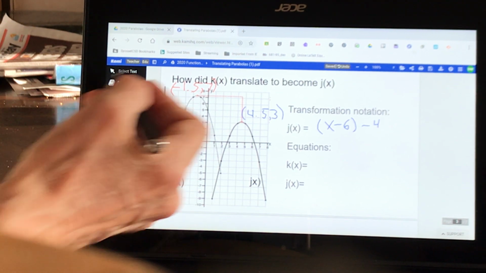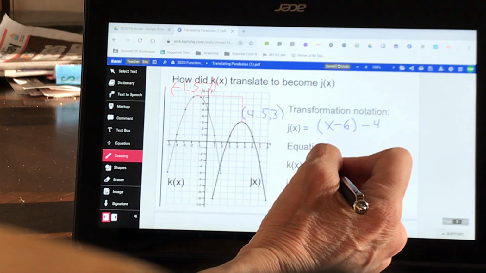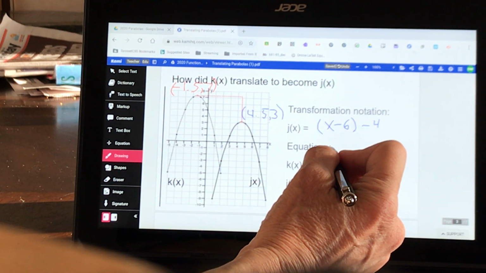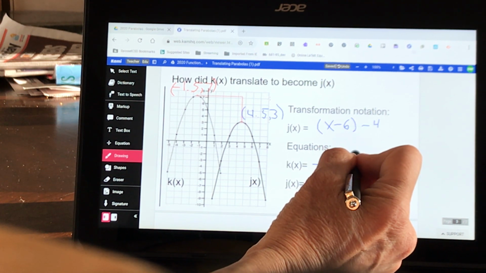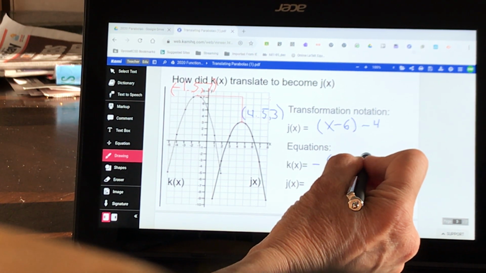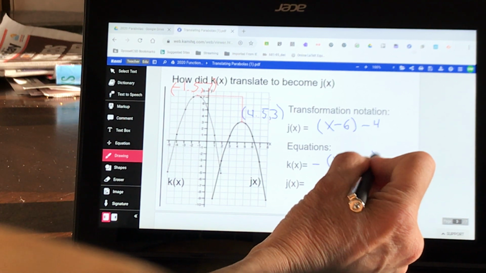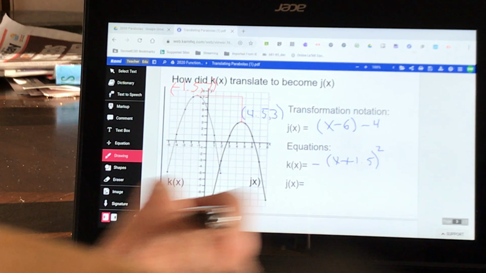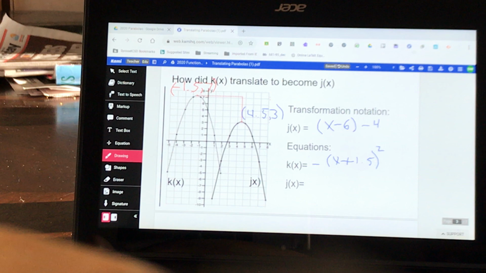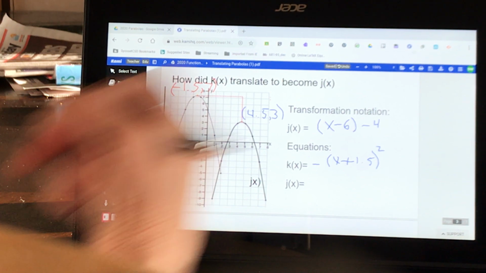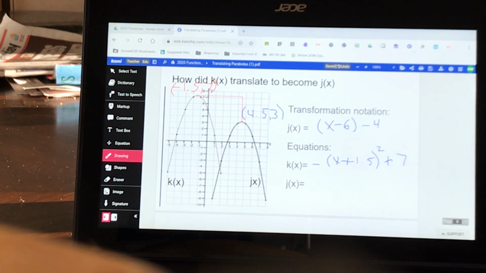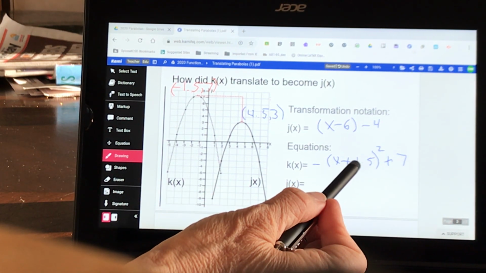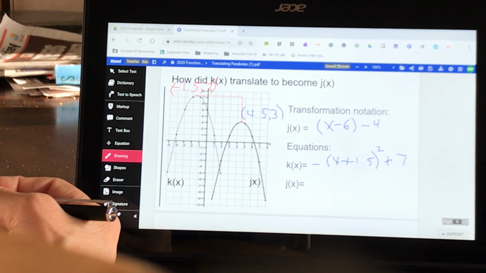The equation of k of x we can get straight from the vertex, but remember that it's concave down. So that would be negative x plus 1.5, squared, because now we're talking about the equation of a parabola concave down, and plus 7. So remember, the inside is the opposite of the x-coordinate of the vertex.